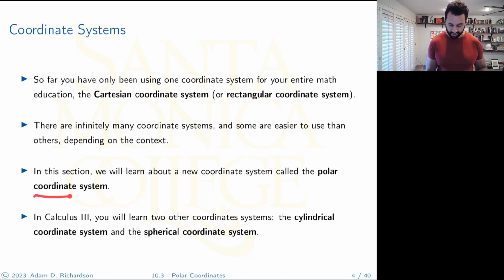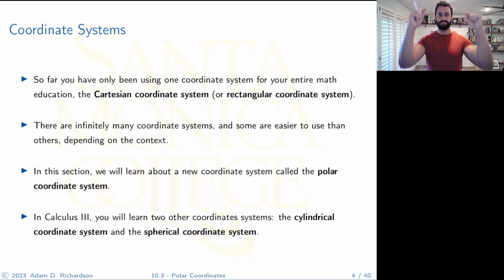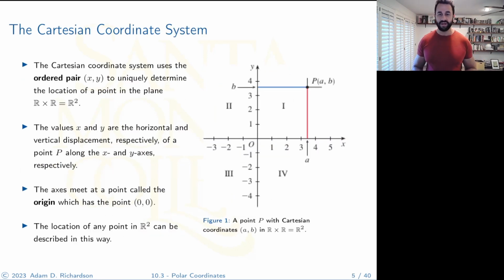So in this section, we're going to learn about a new system called the polar coordinate system. And then when you get to Calc 3, you're going to learn two other coordinate systems, the cylindrical coordinate system and the spherical coordinate system. And these are all actually related to the polar coordinate system as well. The cylindrical coordinate system is basically the polar coordinate system with a third dimension attached. So a height dimension attached, you could say. All right, so let's go back and review the Cartesian coordinate system.